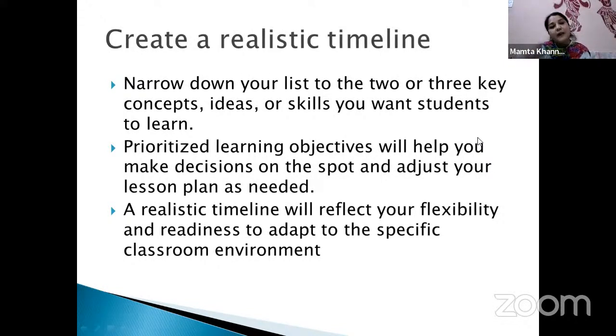Okay, so this will help you to decide on what is the skill you want your student to understand, and also plan your learning activities accordingly and adjust your lesson plan. A realistic timeline will reflect your flexibility and readiness to adapt to the specific classroom environment.